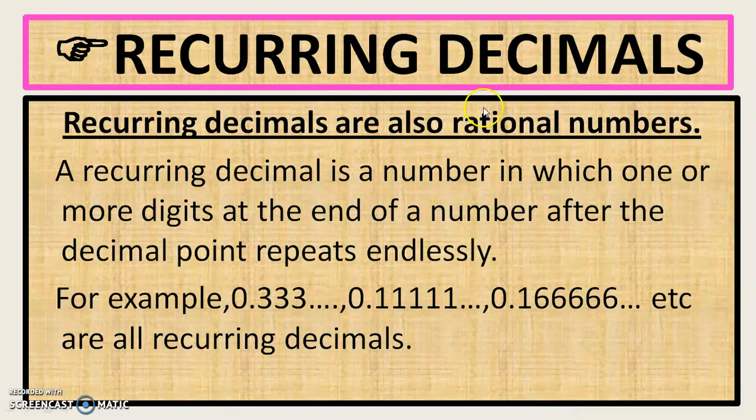What are recurring decimals? Recurring decimals are also rational numbers. A recurring decimal is a number in which one or more digits at the end of a number after the decimal point repeats itself endlessly. For example, 0.333, 0.1111, etc. are all recurring decimals. After the decimal point, these numbers are repeating themselves.